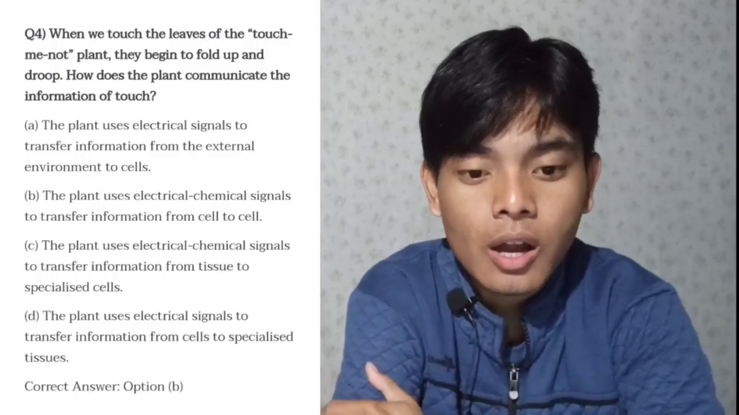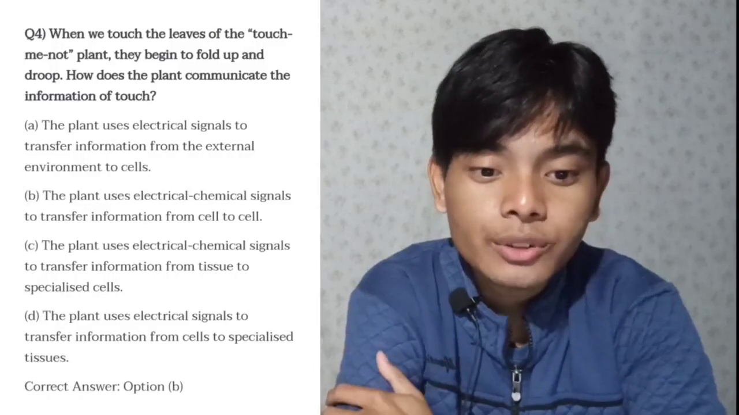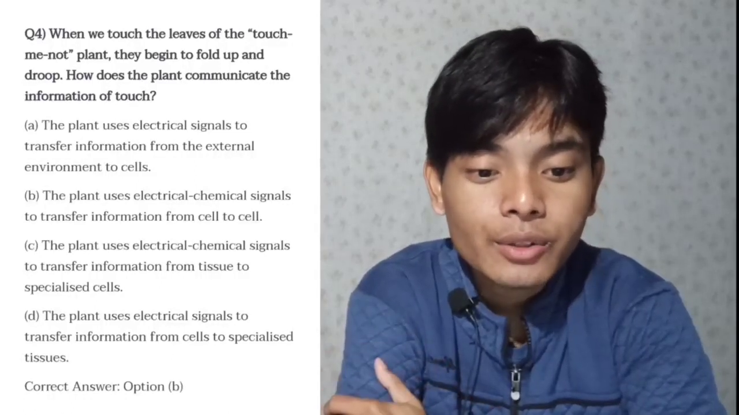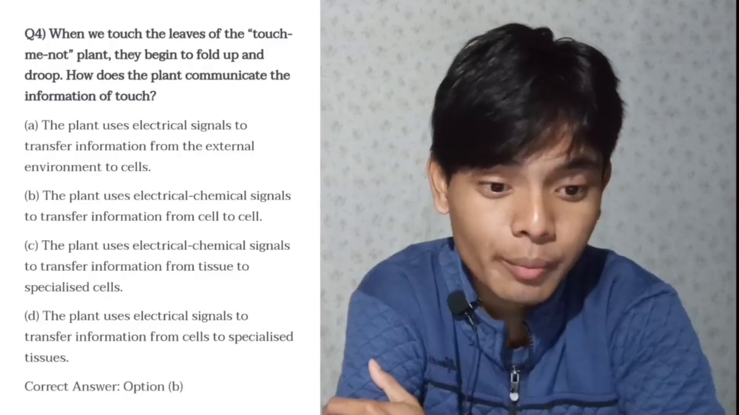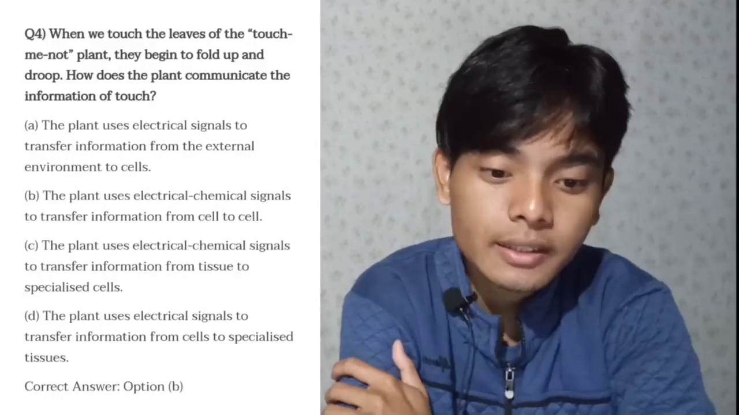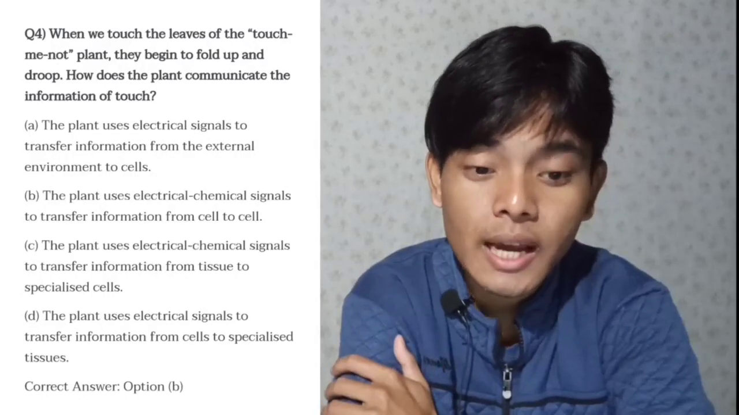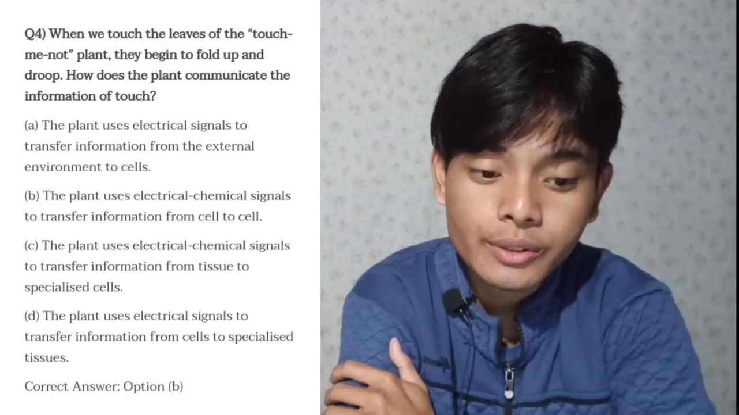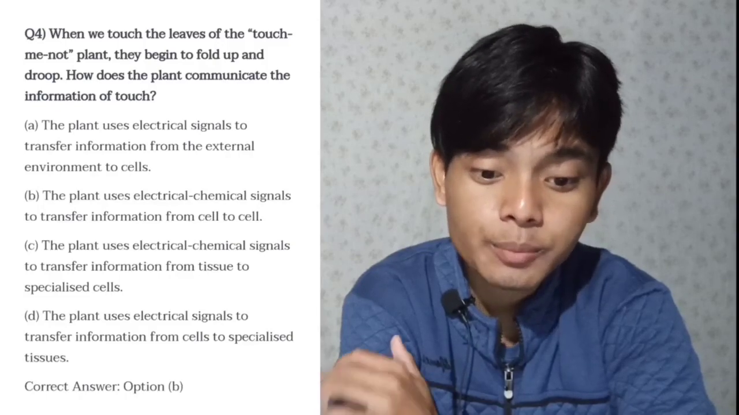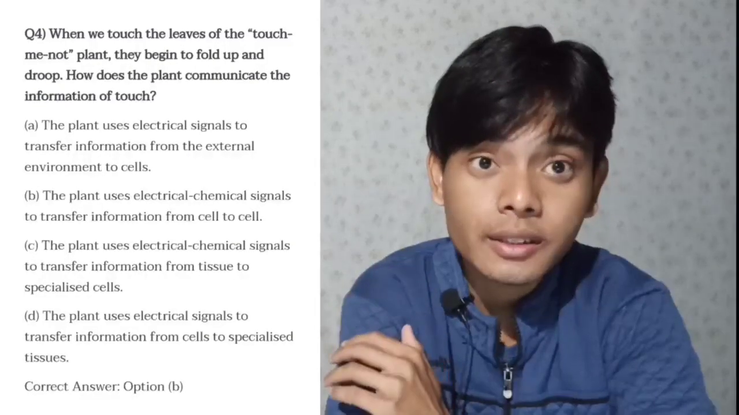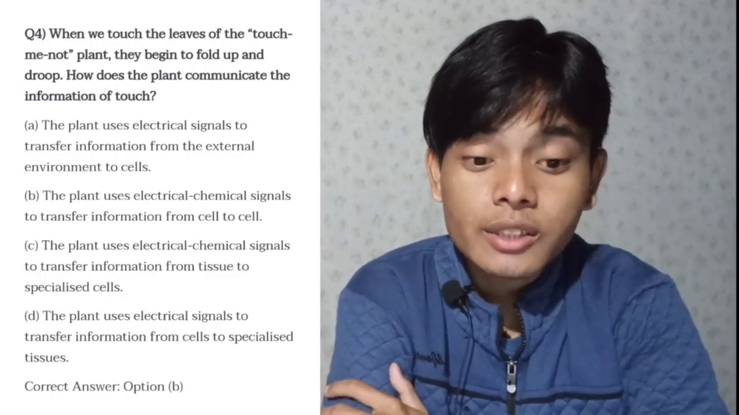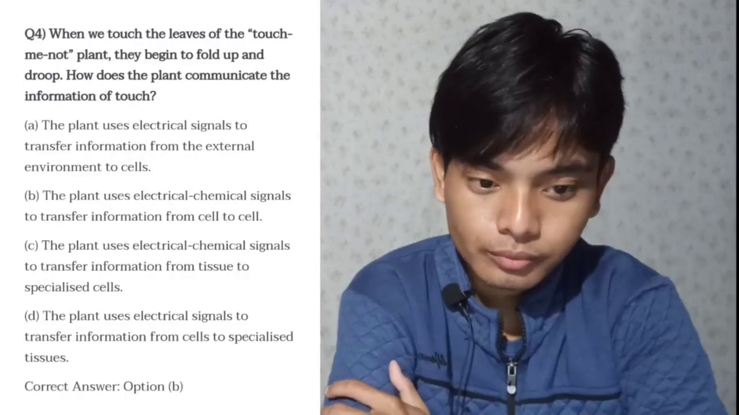Option A: the plant uses electrical signals to transfer information from the external environment to the cell. B: the plant uses electrical chemical signals to transfer information from cell to cell. Option C: the plant uses electrical chemical signals to transfer information from tissue to specialized cell. And D: the plant uses electrical signals to transfer information from the cell to specialized tissue. Correct answer is option B. The plant uses electrical chemical signals to transfer information from cell to cell.